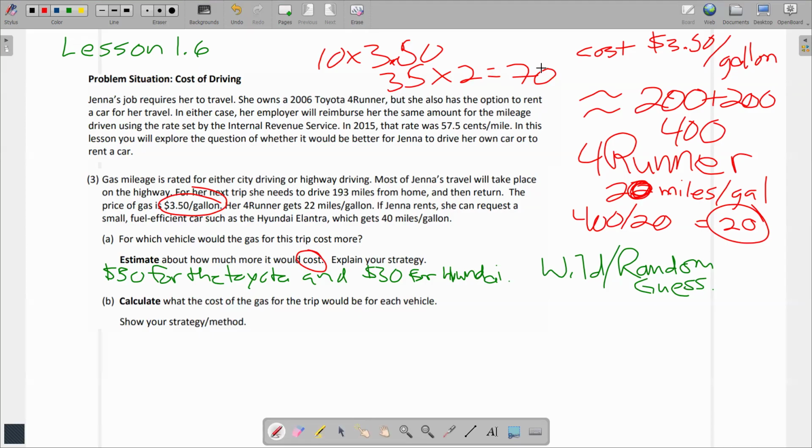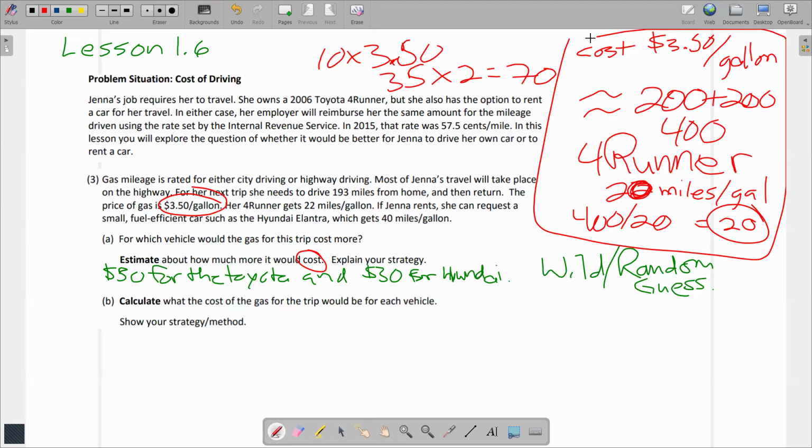Could I have made that guess without writing all of this down? No, I cannot do that in my head. There's a few amazing people around the world that can do that stuff in their head. I ain't one of them. I got to write stuff down. All right, so 50 bucks, 70 bucks, they're in the same ballpark, although 20 bucks, if I lose 20 bucks, I'm going to miss it. So it's close, but not close enough.